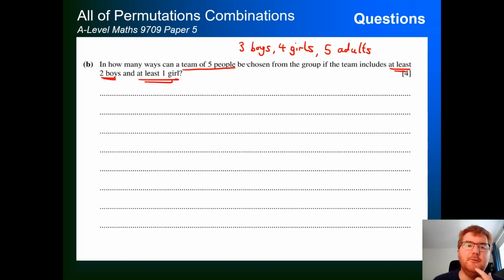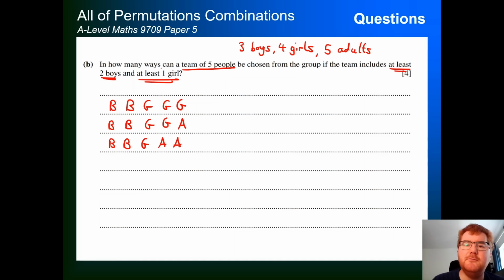So at least 2 boys. I'm going to start with boy, boy. And now we go through the other parts here. Well, we could have 3 girls. That's perfectly fine. We could have boy, boy, and then 2 girls and an adult. Or we could have boy, boy, 1 girl and 2 adults. Notice we've got 5 adults to choose from, so that's perfectly fine.